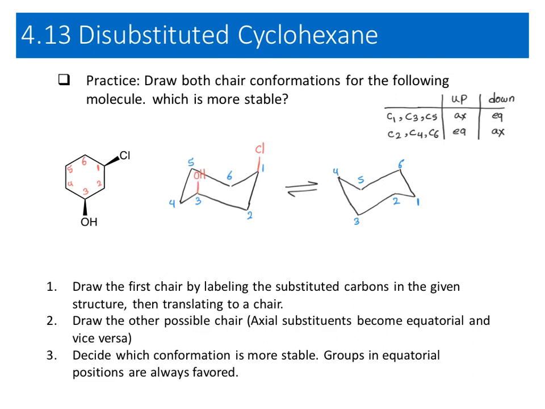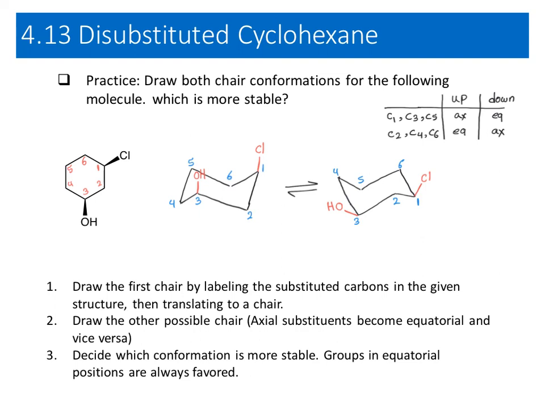To draw the chair flip conformation, both of them will go to equatorial positions. So upon chair flip, the axial positions become equatorial positions. So chlorine now is in equatorial. Hydroxy is also in the equatorial.